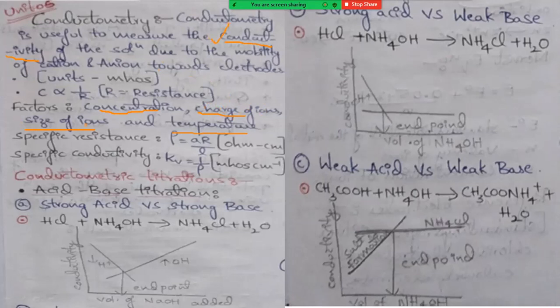The third one is size of ions. When the size of ions increases, the conductivity will decrease. In the periodic table, we have many different atoms. In a group, when going from up to down, the size of the ion will increase, so the mobility of ions in the solution will decrease, and the conductivity also will decrease. And the fourth one is temperature.